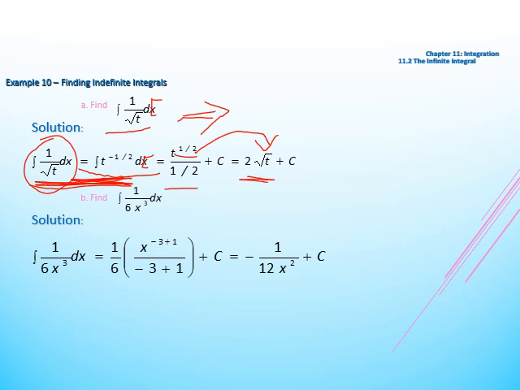Another example, find the integration of 1 over 6 x to the power 3. Again, we first simplify the function before beginning the integration.